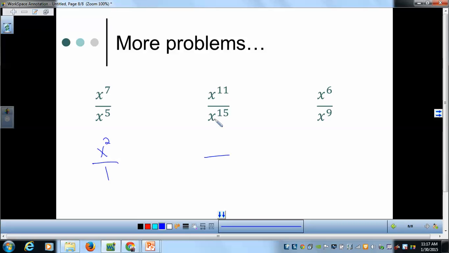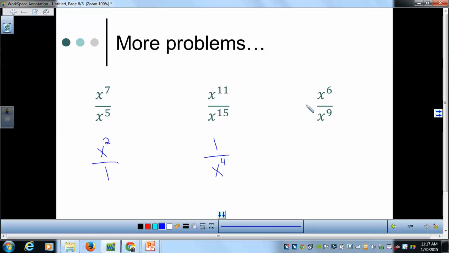Now, when I look at the next problem, once again I have a base x and a base x. Where do I have more of my base x? Well, in the denominator. So that's where my result is going to end up. How many more do I have? 15 minus 11 is 4. So I have 4 extra x's in the denominator. And then once again, the number in the numerator will be just 1.